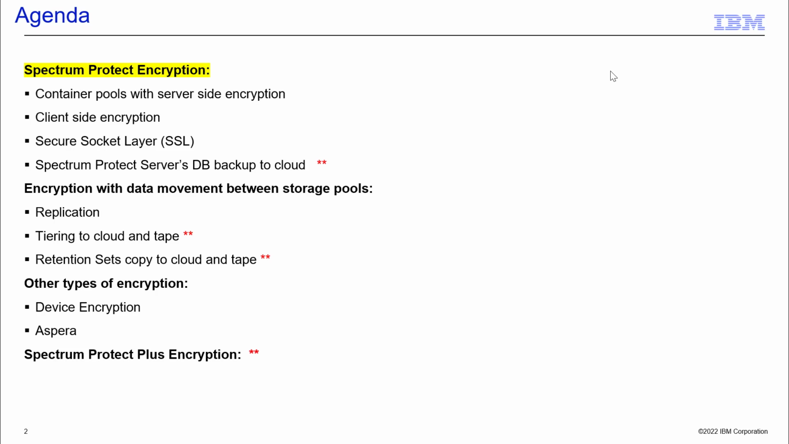We'll then look at what happens with the encrypted data inside of Spectrum Protect when we move it between storage pools with things like replication, tiering, and retention set. We'll take a look at other types of encryption that include your device encryption and Aspera. And finally, we'll look at Spectrum Protect Plus encryption. So with that, let's first take a look at the Spectrum Protect encryption.